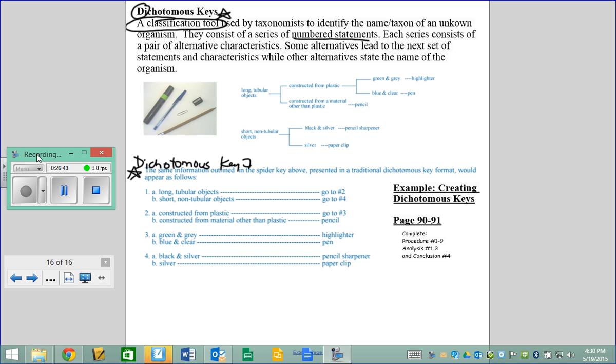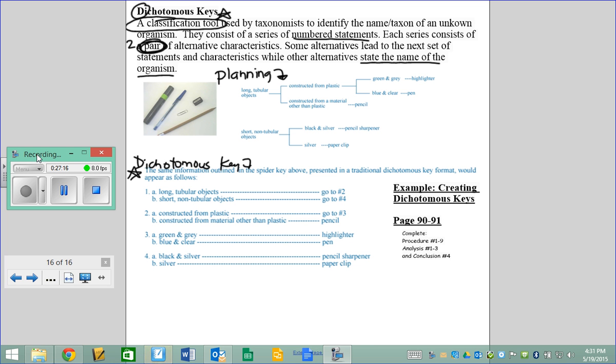There is always a pair of alternatives. That means 2. Not 6, not 4, not 3, not 11, 2. There always have to be 2. Some alternatives would lead to the next set of statements. Others would just simply tell me the name of the organism. So often when people are trying to make a dichotomous key, they would start with this planning here.